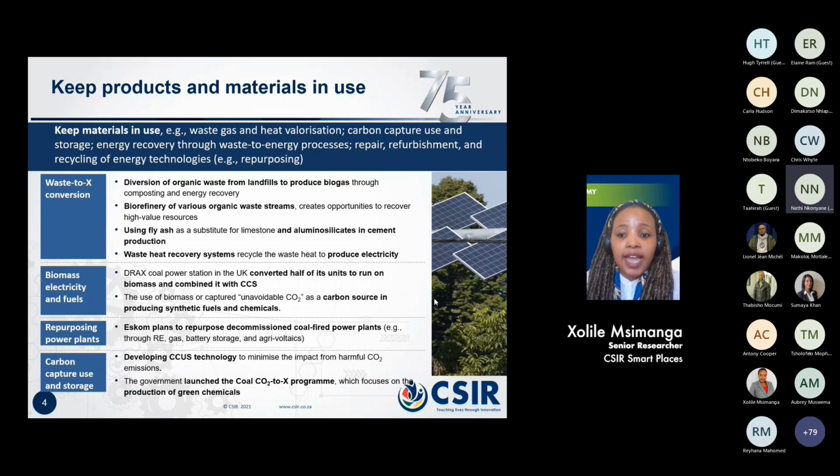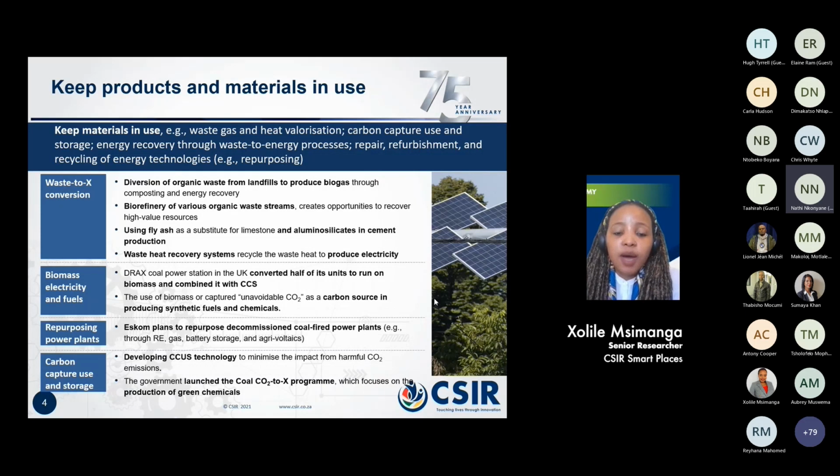Furthermore, biomass or captured unavoidable CO2 can also be used as the carbon source in the production of synthetic liquid and gaseous fuels and chemicals. The next component is the repurposing of coal power plants. In 2020, Eskom announced that it planned to repurpose some of the decommissioned coal-fired plants. They would do this through the use of renewable energy, battery storage, gas conversion, and agrivoltaics. This will already begin in 2022 with the closure of Komati Power Station.